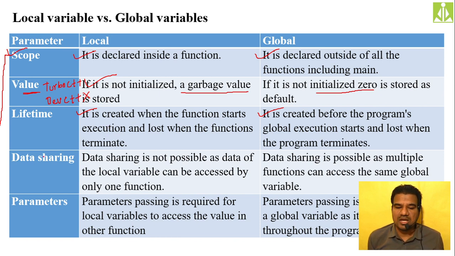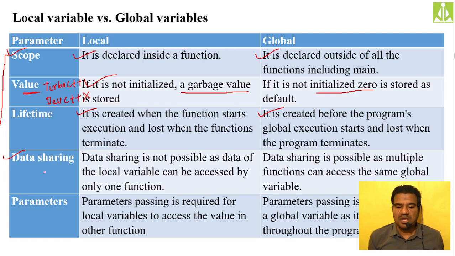The fourth parameter is data sharing. Data sharing is not possible with the help of local variables, because whatever variables we are declaring inside the body of a function as local variables, their scope is limited to the function only, so we cannot use them for data sharing. Whereas global variables are possibly one of the best options to do data sharing between the functions.